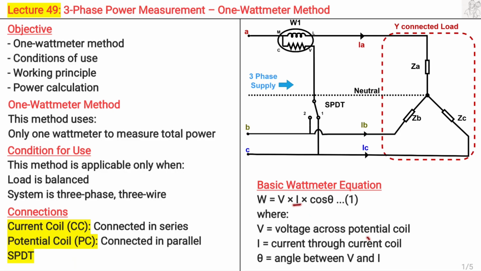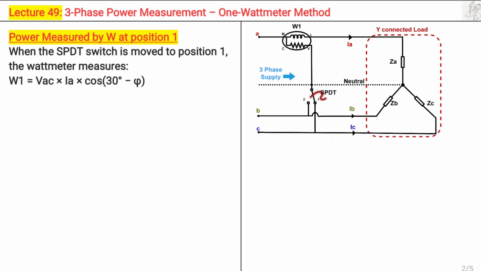into the current through the current coil into cos of the angle between voltage and current. So when the single pole double throw switch is at position 1, the power measured by this wattmeter will be simply the voltage across this potential coil, that is the voltage VAC, into the current through the current coil, that is IA, into cos of the angle between VAC and IA.